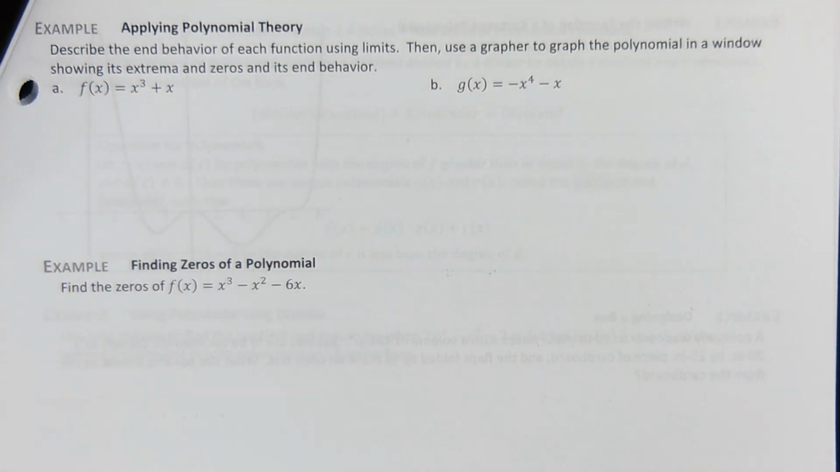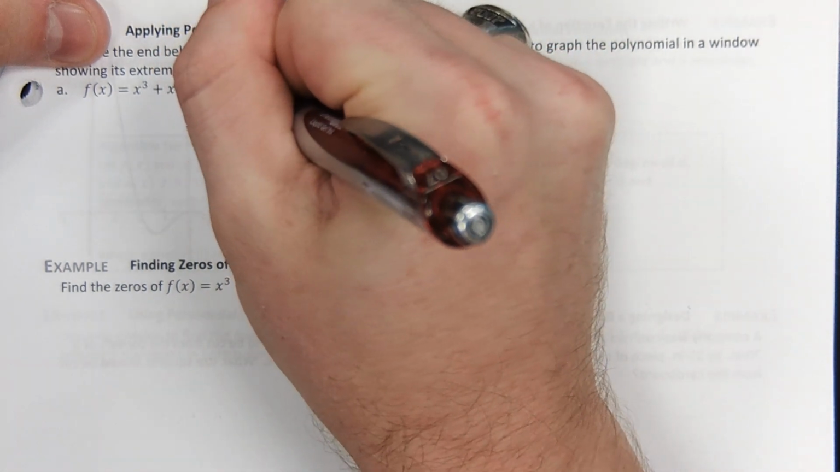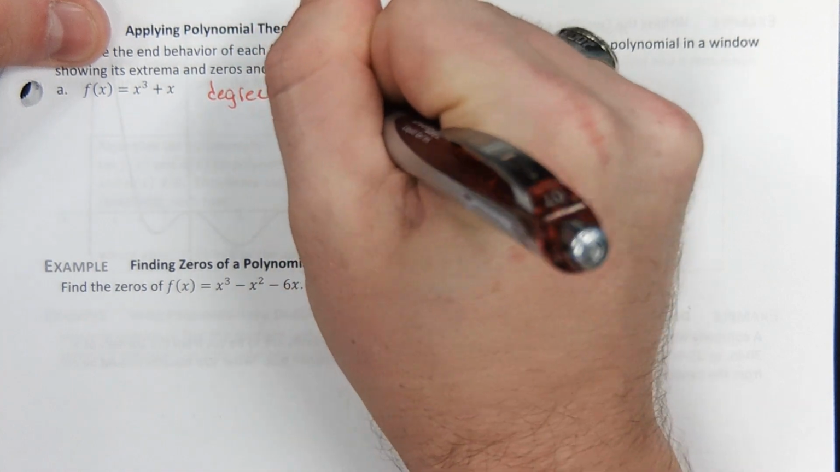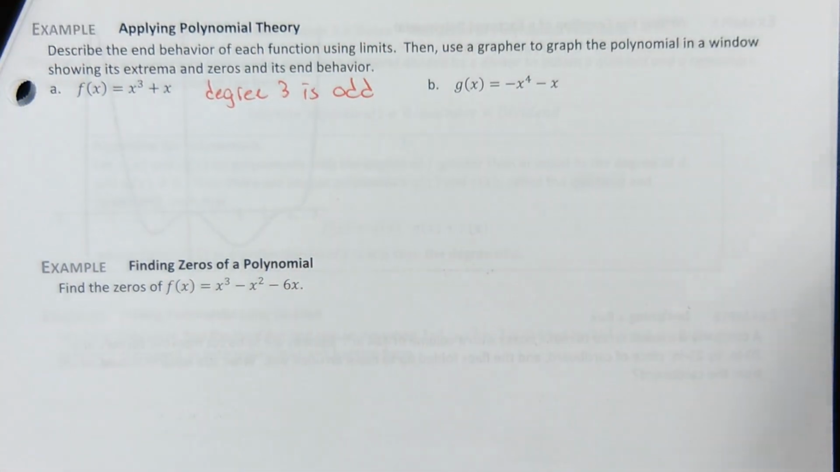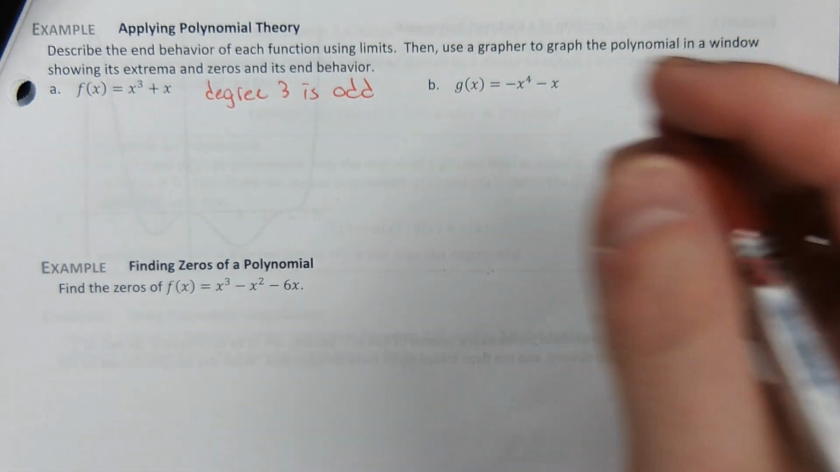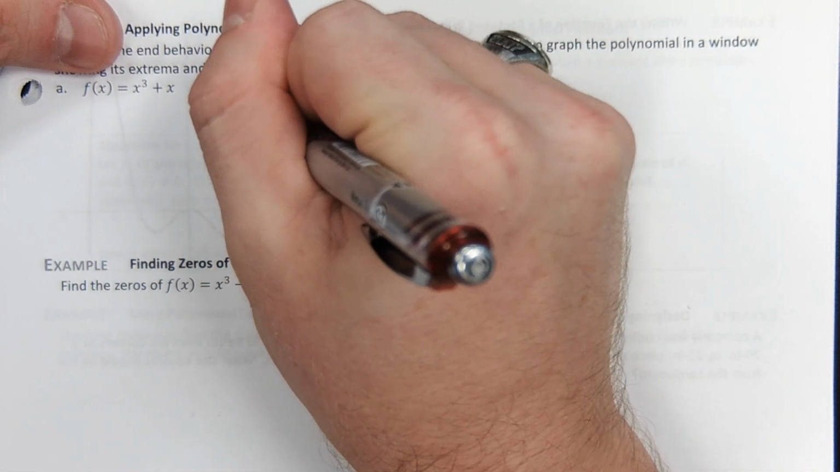It says, describe the end behavior using limits. Then use a grapher to graph the polynomial that shows extreme values. It doesn't say find them, it says just show them. Fine. Let's use limit notation to describe the end behavior. First, is the degree even or odd? The degree of 3 is odd. That means my endings point the same or opposite directions? Opposite directions. I'll use the word different because that's what I wrote.